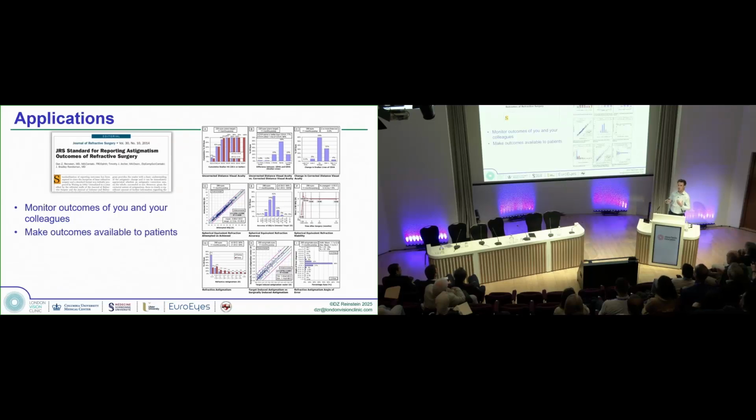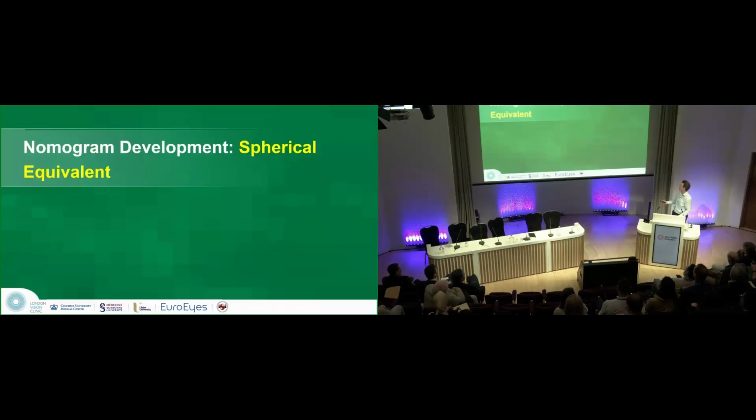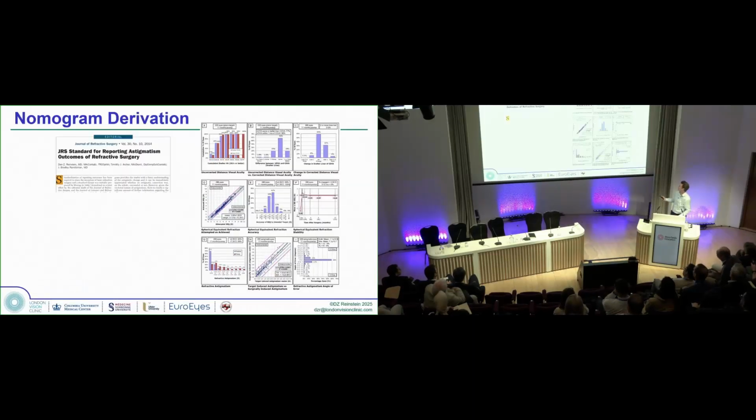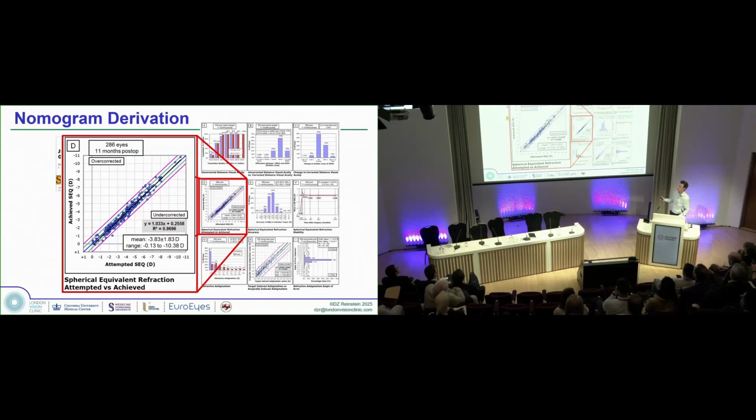You can show those outcomes to your patients, submit abstracts to conferences, publish in journals. But one of the key critical things is that you can then use that data to improve your future treatments by deriving a nomogram. And so we're going to look just today at the spherical equivalent nomogram, which is based on the attempted versus achieved graph.